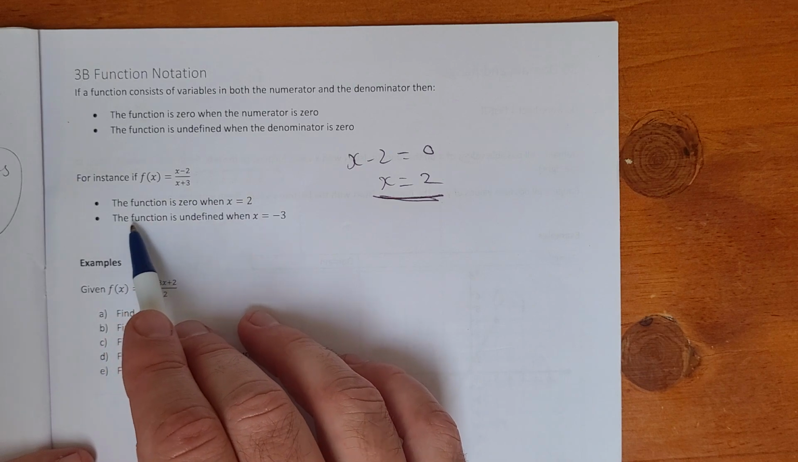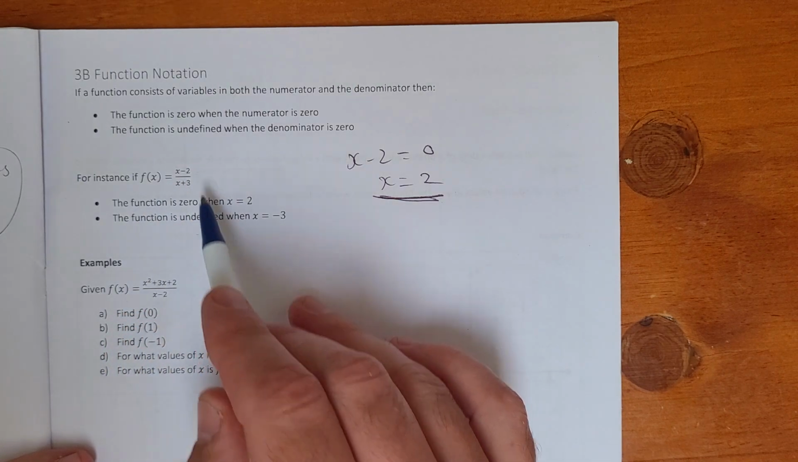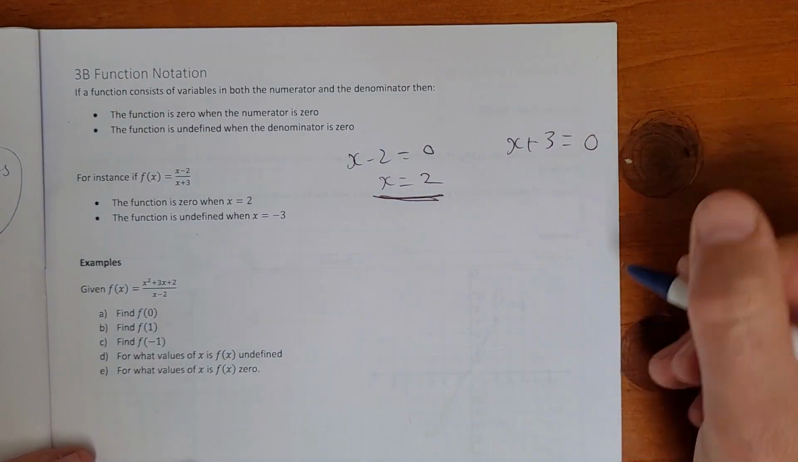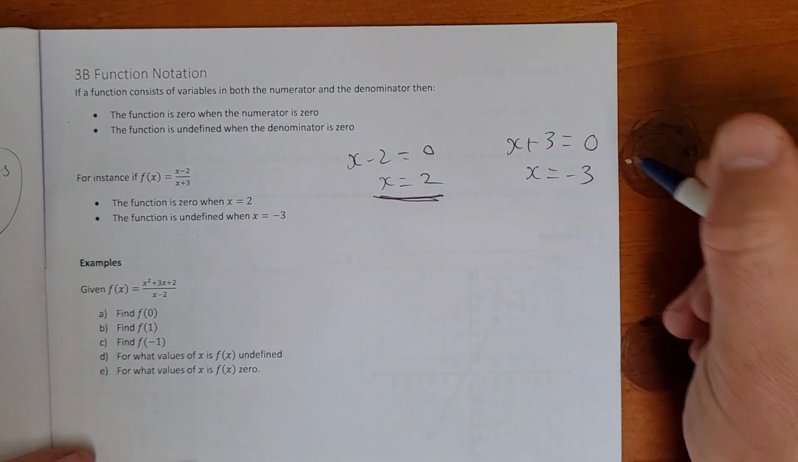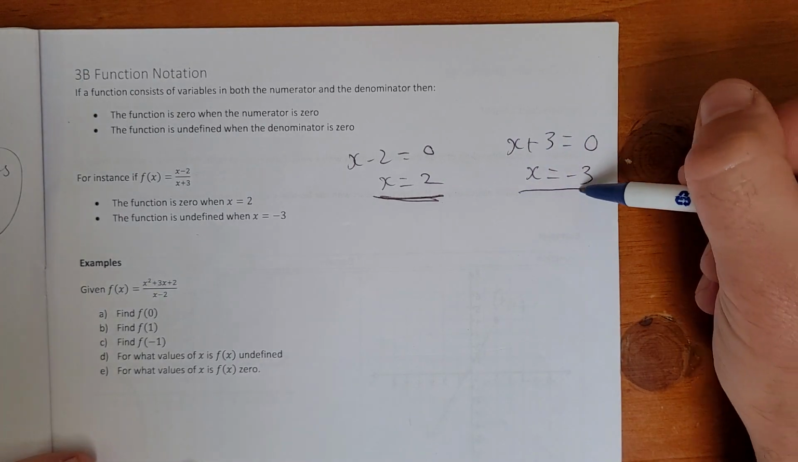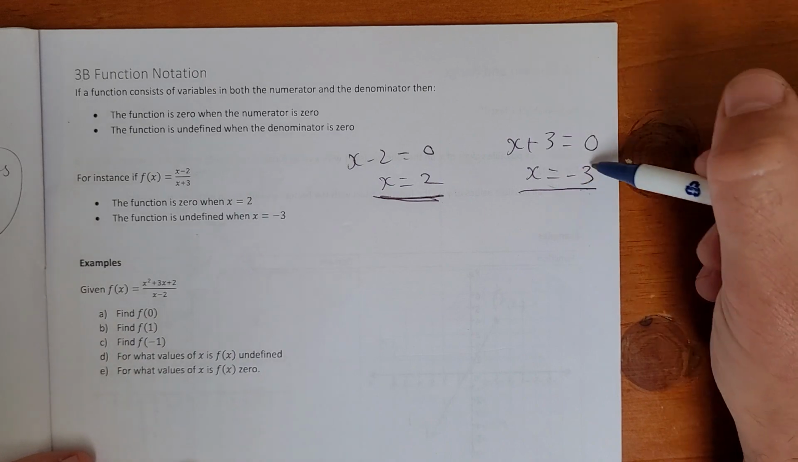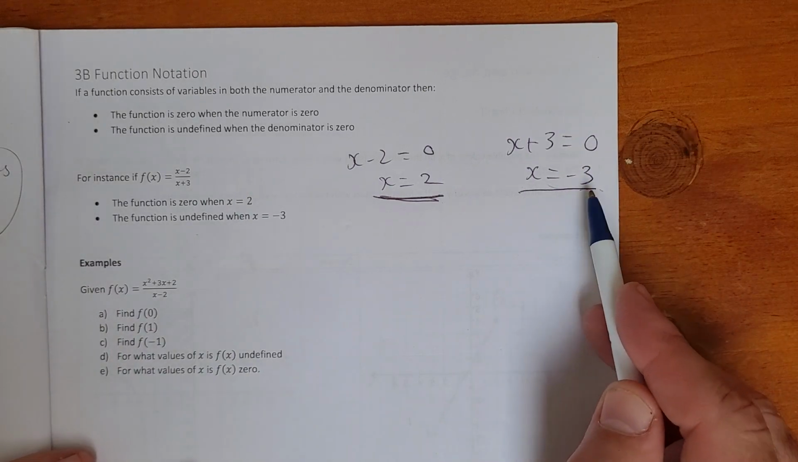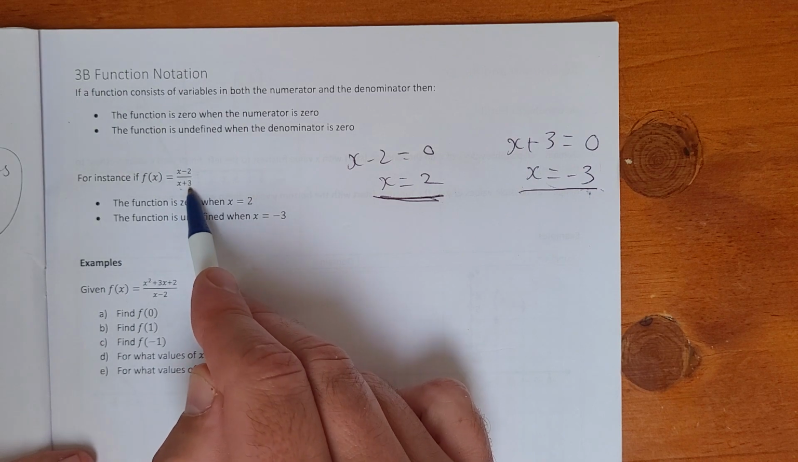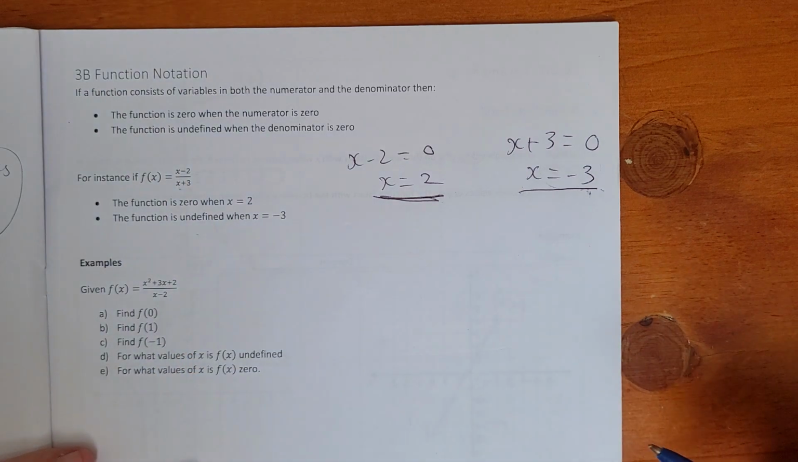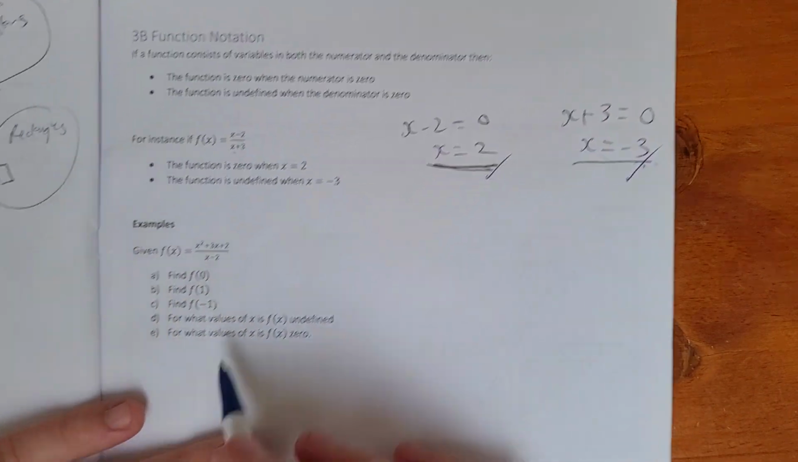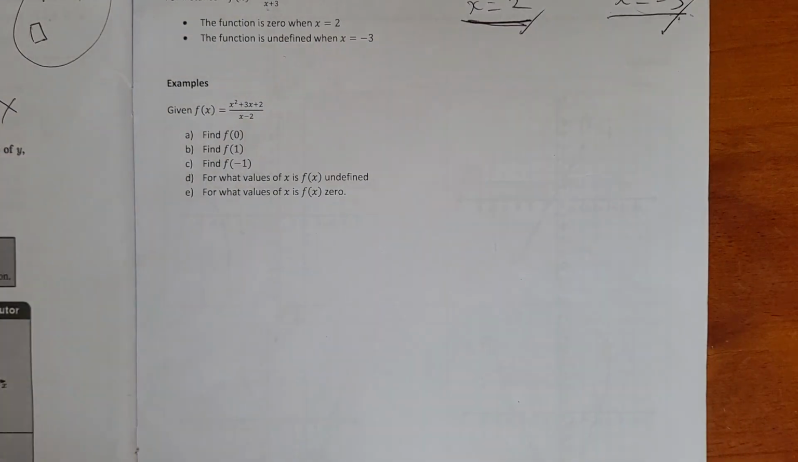Okay, let's look at the second one. It's going to be undefined when the denominator is 0. So that's going to be when x plus 3 equals 0. The solution to that is x equals minus 3. It's going to be undefined at that point. We're going to have a vertical asymptote at that point, because if you put minus 3 into this equation, minus 3 plus 3, you have 0 at the bottom, and we can't divide by 0, right? So those are the two properties that we're exhibiting, and we're going to have an application of it in this example.